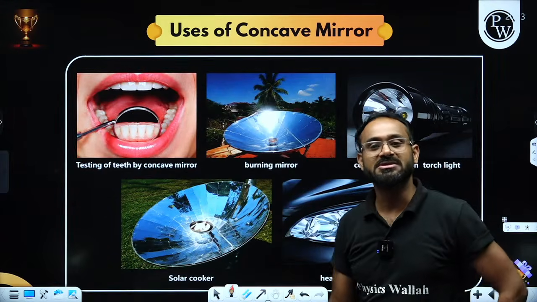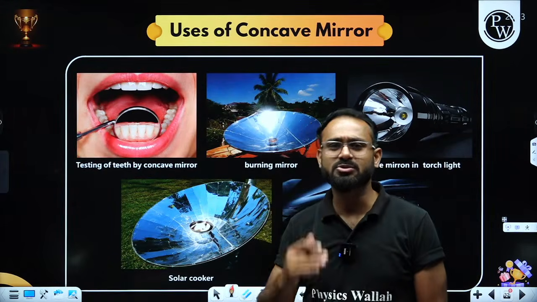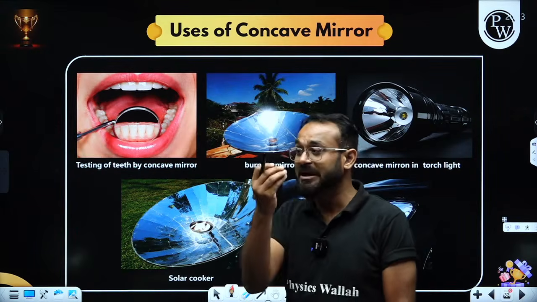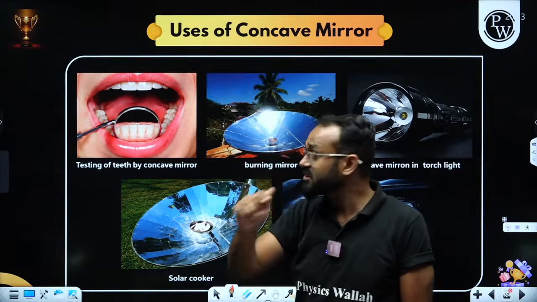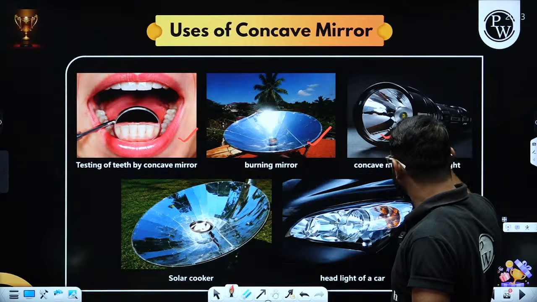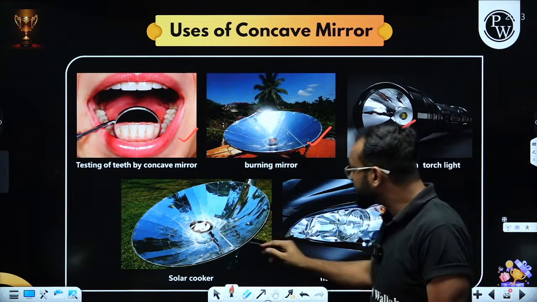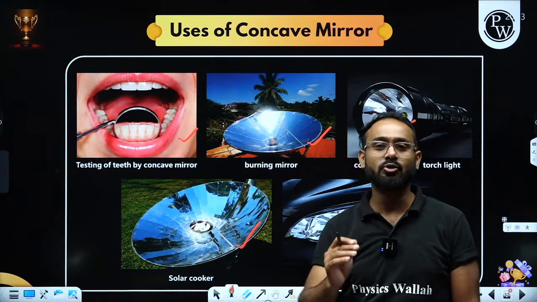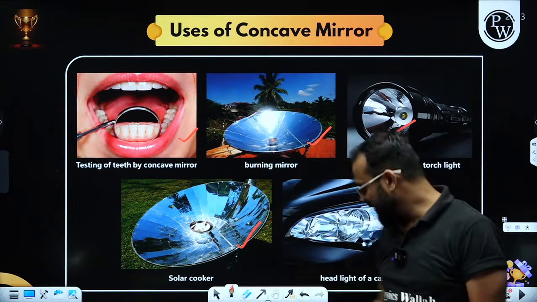These are the uses. Where are we going to use this? The concave mirror, as I told you about the dentist, who uses it so that the image can be formed. And also as a solar furnace, as a torch light, as a car headlight, as a solar cooker. So there are various examples where you can use a concave mirror.